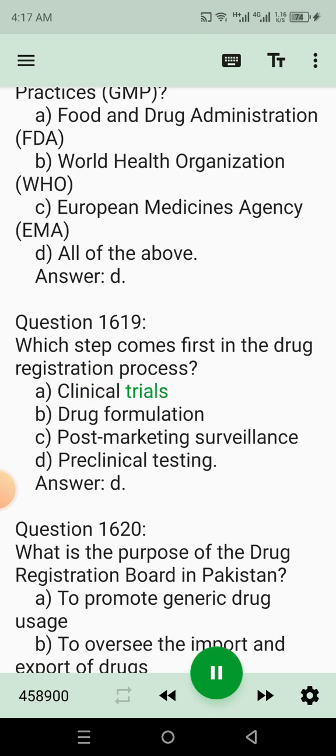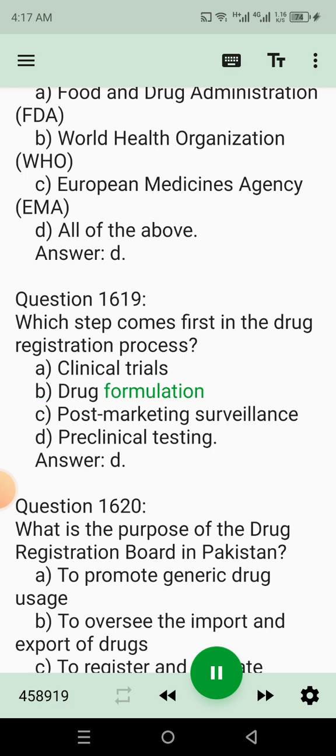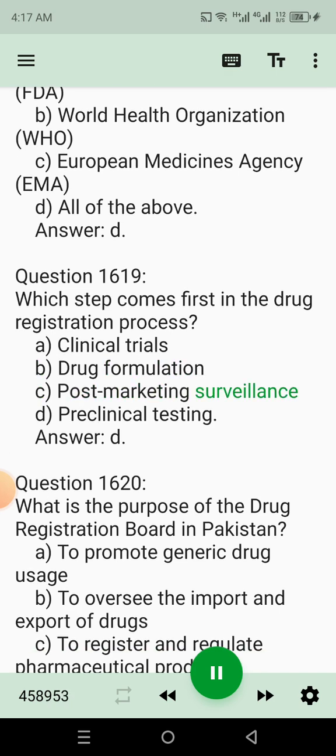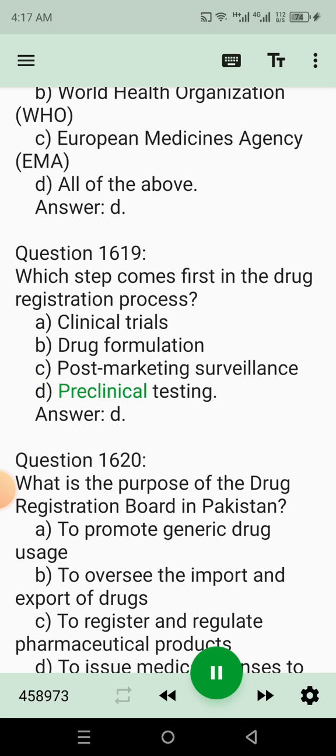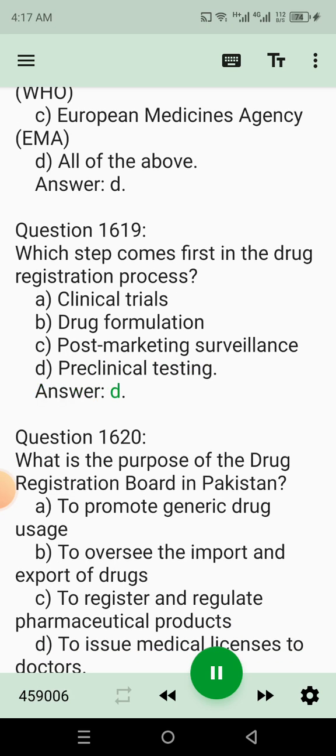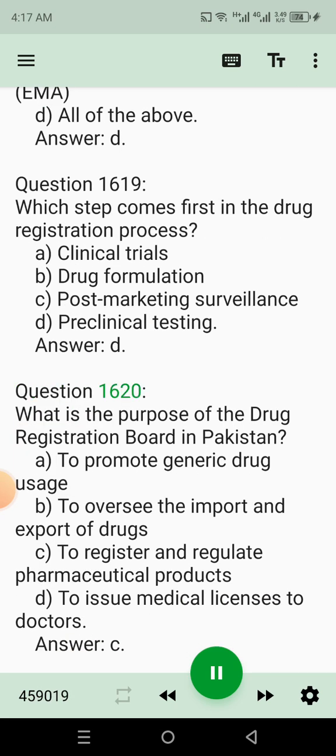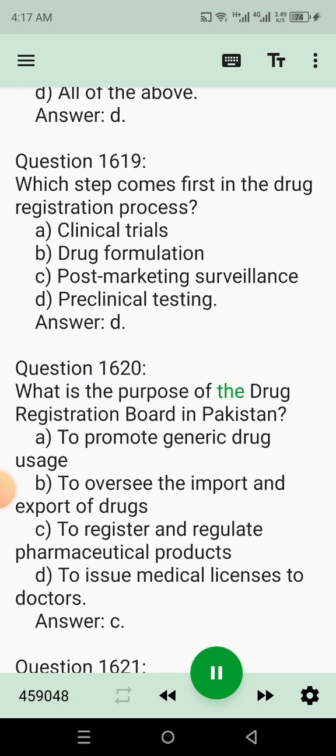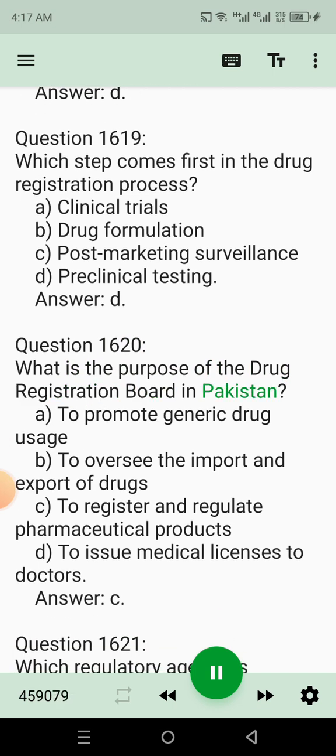Question 1619. Which step comes first in the drug registration process? A. Clinical trials. B. Drug formulation. C. Post-marketing surveillance. D. Preclinical testing. Answer: D.